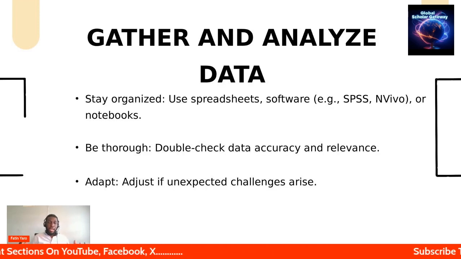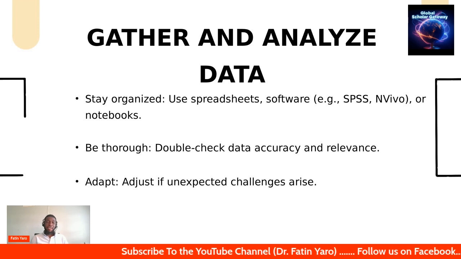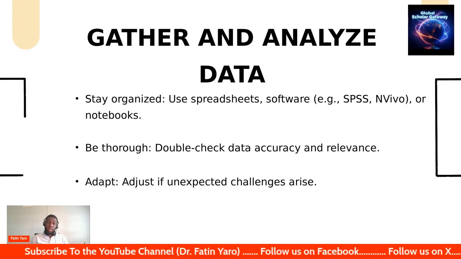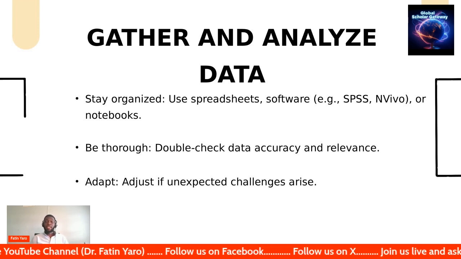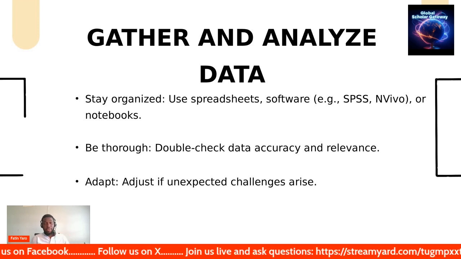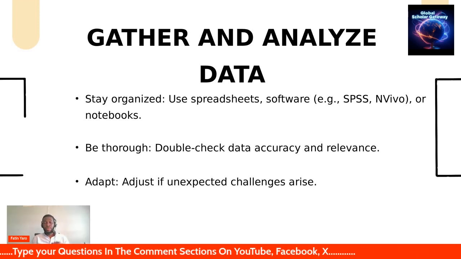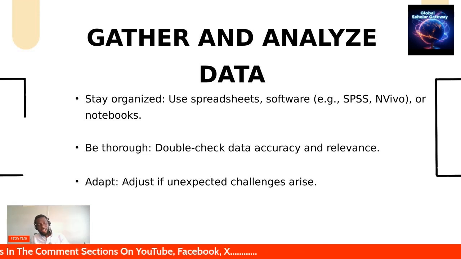Once everything is done, now you need to start gathering and analyzing data. Stay organized. Use spreadsheets. Use software such as SPSS if you're conducting quantitative research, and NVivo for qualitative research. That's software that would help you organize your data and also analyze. You can run some statistics using SPSS, and NVivo would help you do some qualitative research. Use a notebook. Be thorough. Double check your data accuracy and relevance. Also adapt and adjust if unexpected challenges arise.